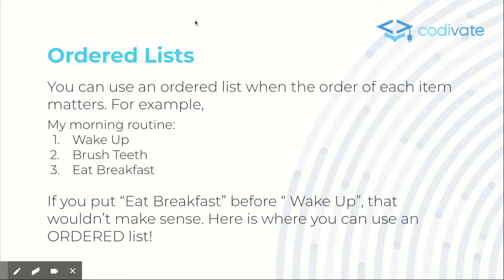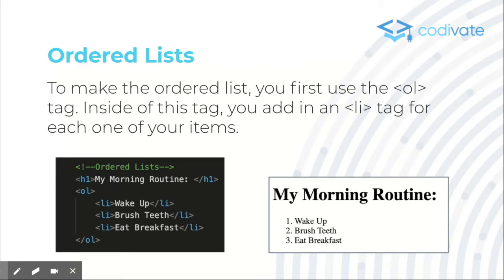And notice how there's actually numbers here. So the numbers indicate the priority, or which one comes first. So first you would wake up, then brush teeth, and then eat breakfast. To make the ordered list, we first use the OL tag, and inside of this tag you can use an LI tag for each one of your items.